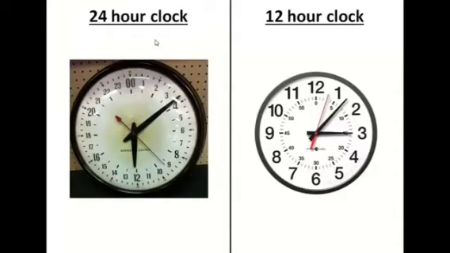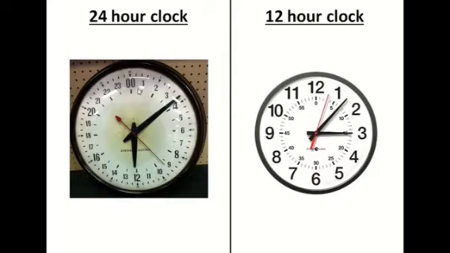Look at here, this is 24-hour clock and this is 12-hour clock. We all are very much familiar with 12-hour clock because we use this clock at home. In 12-hour clock, the numbers are written from 1 till 12. So this clock has been divided into 12 equal parts. Whereas 24-hour clock, it has been divided into 24 equal parts because a day has 24 hours. So it is quite visible that 24 hours in 24-hour clock.